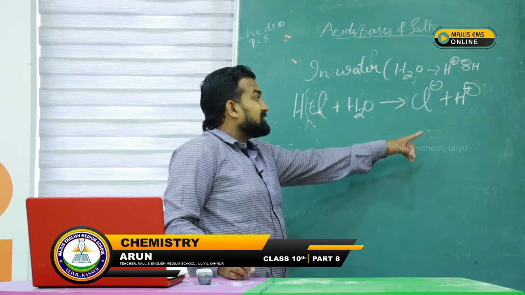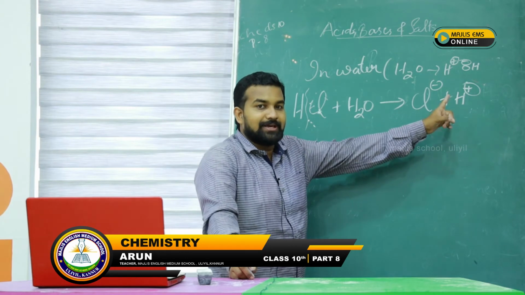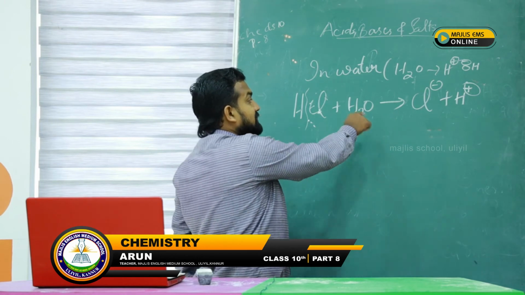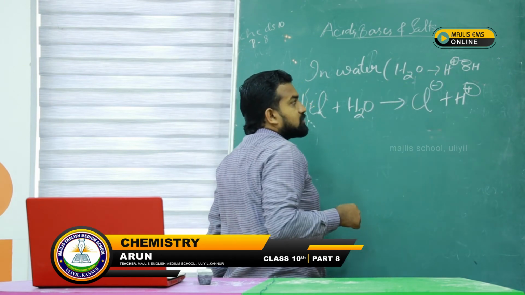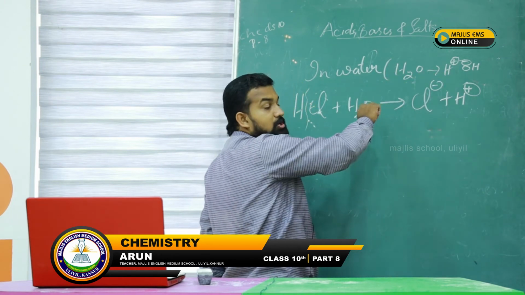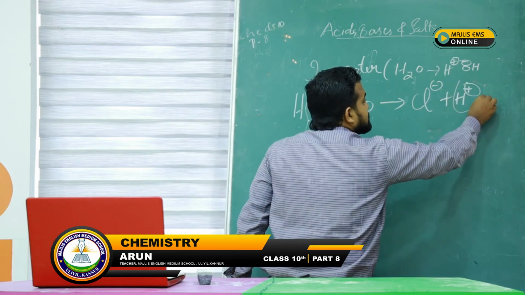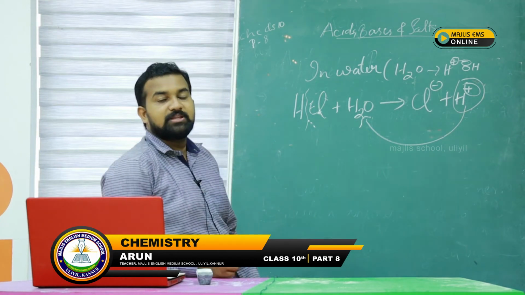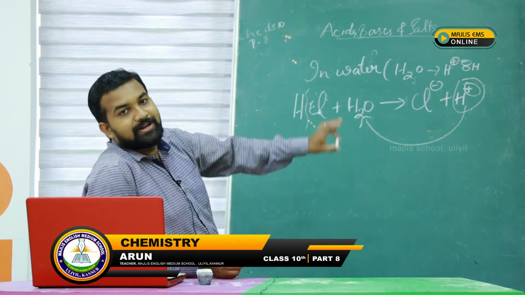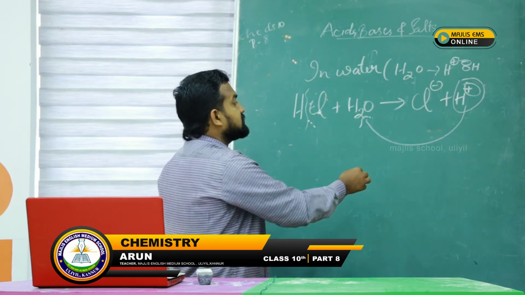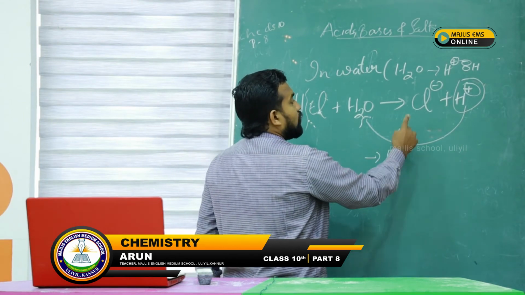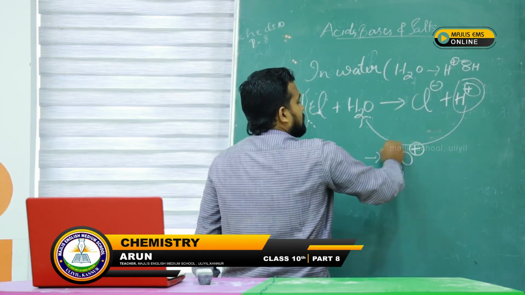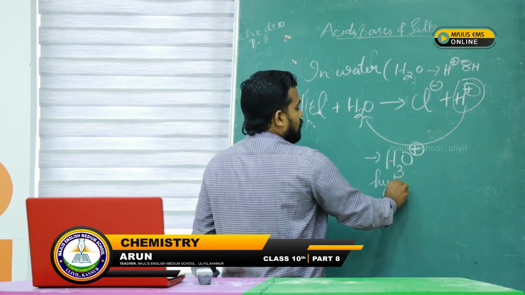Okay. Now, these H plus ions won't remain as such over there, because in water there are OH minus ions also and H plus ions also. So, what they will do is, these H plus ions will come and join with the water molecules, and what we will get? H2O plus H, that means H3O plus. These are called hydronium ions.